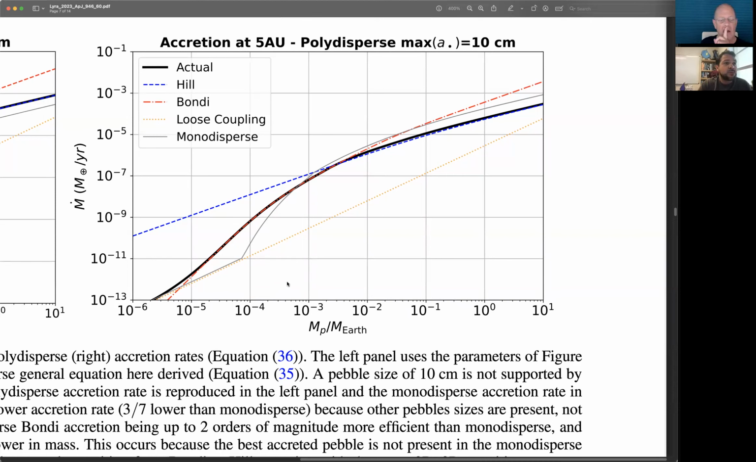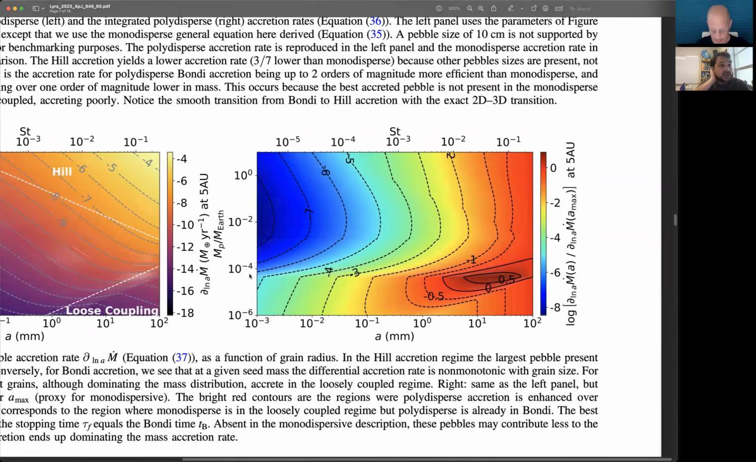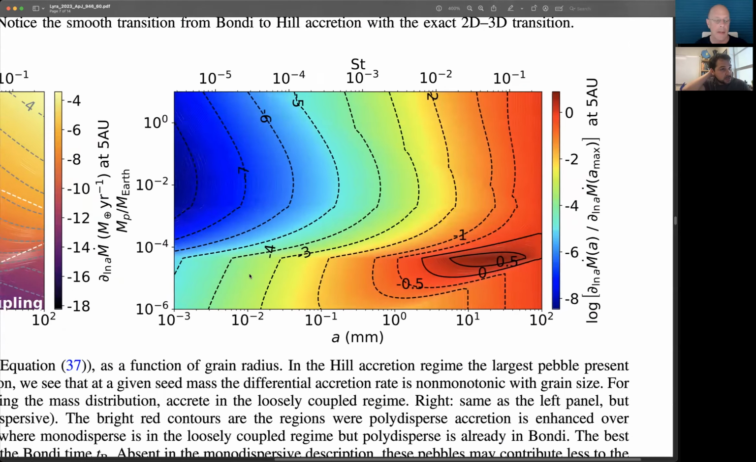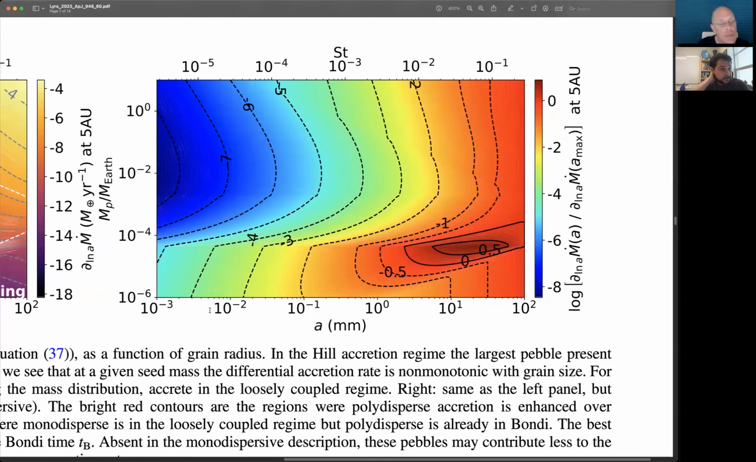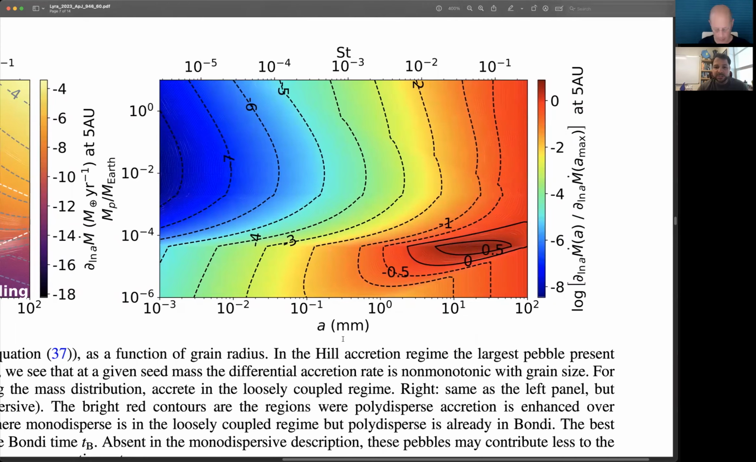And why does this happen? If you go to the figure just below it, the right-hand side of figure 4, we're showing the reason for this to occur. That figure there, thank you. This figure also packs a lot of information. On the horizontal axis, we are seeing the size of the pebbles, right?